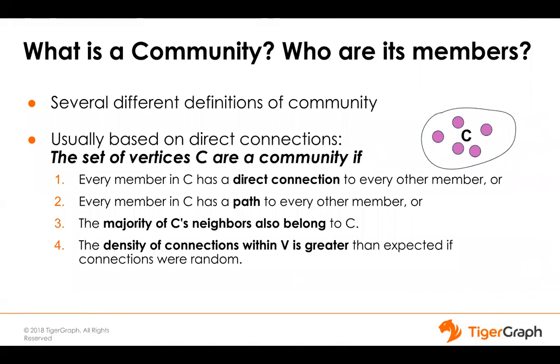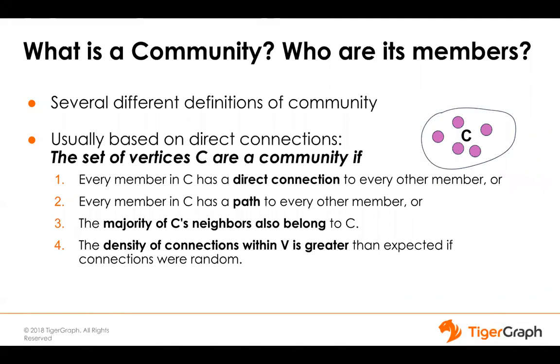If we have a community C, which is a collection of vertices... Okay, let's try again. So if you have a community C, one possible definition is that everybody is connected directly to everybody else. Very strong definition. A slightly weaker definition: there's a path from everybody in C to everybody else. So you don't have to be directly connected, just connected.